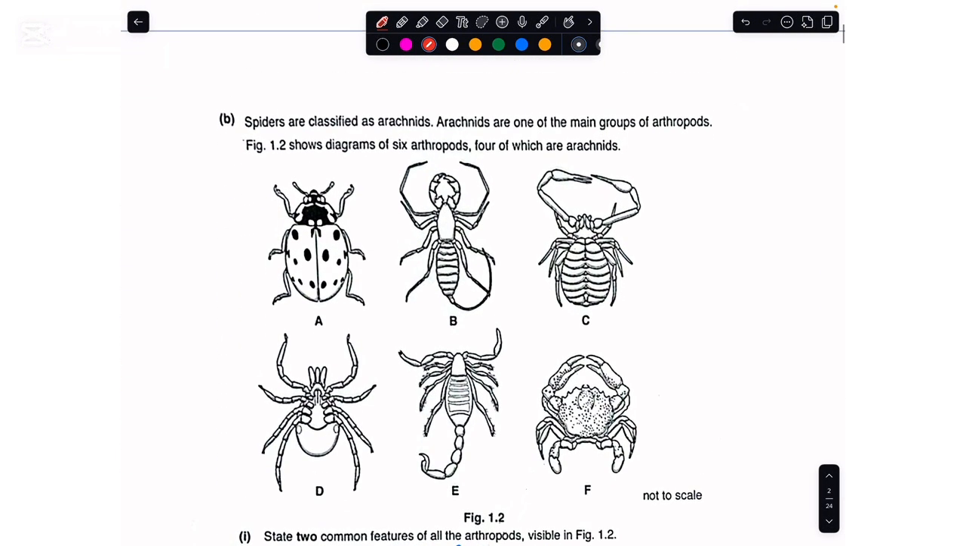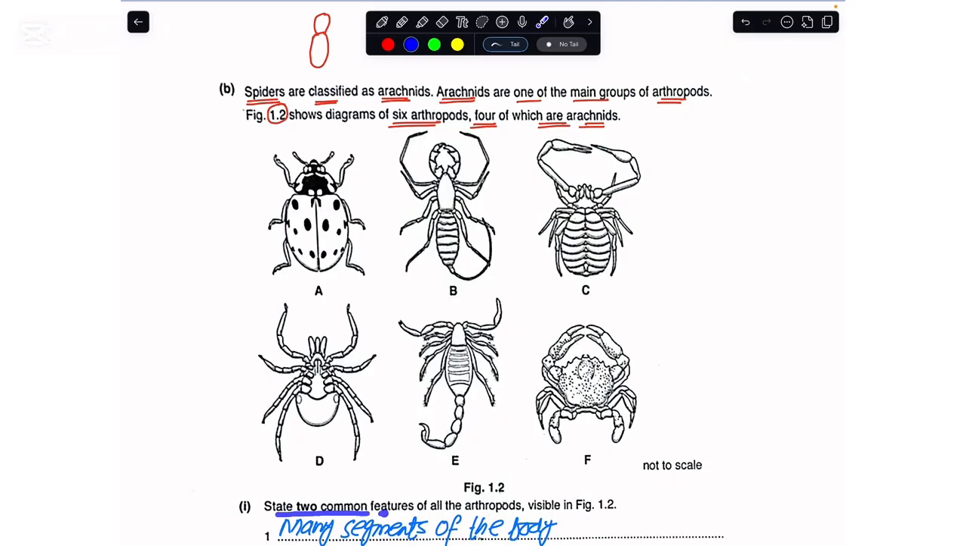Here, if we look toward part B, they say the spiders are classified as arachnids, and by arachnids, what we say is that their body would have a total of two segments. They say that arachnids are one of the main groups of the arthropods, and they have given you figure 1.2, and over there they are giving you the diagram of six arthropods, and they say four of them are arachnids. So if we look at the insects which are given, we have A, B, C, D, E, and F. And now they are asking us that you have to state two common features of all the arthropods which are visible in 1.2.